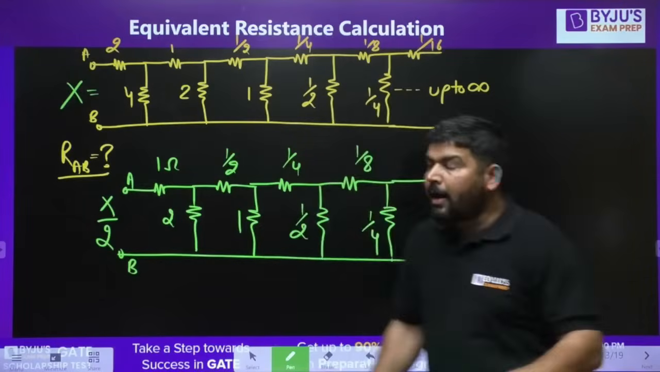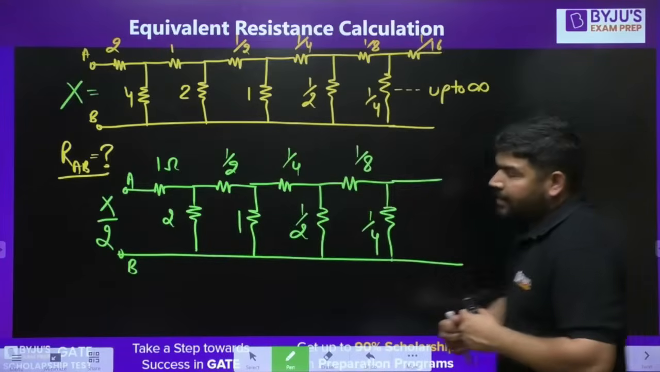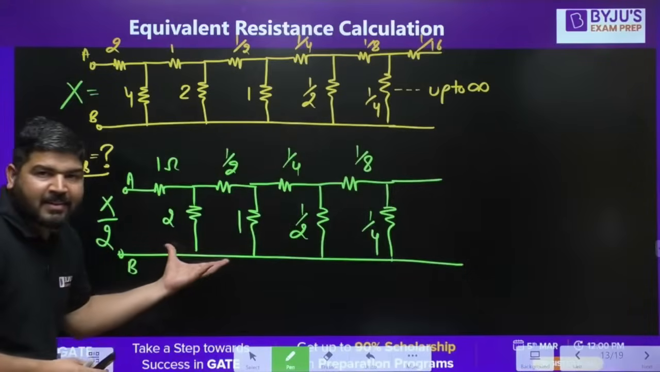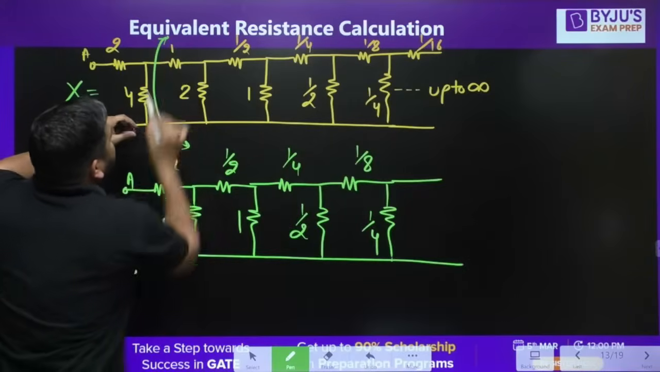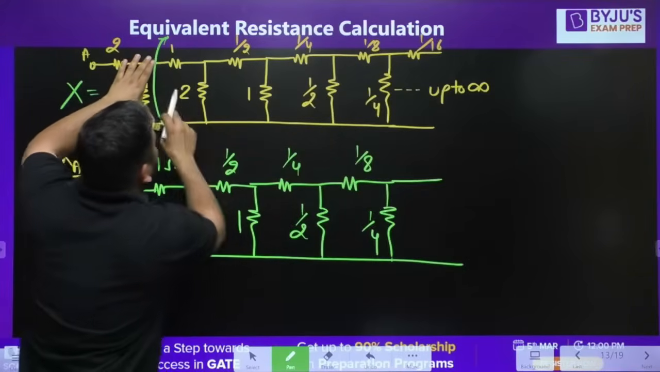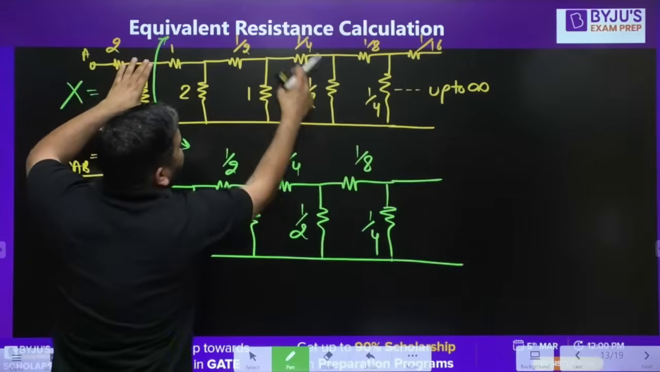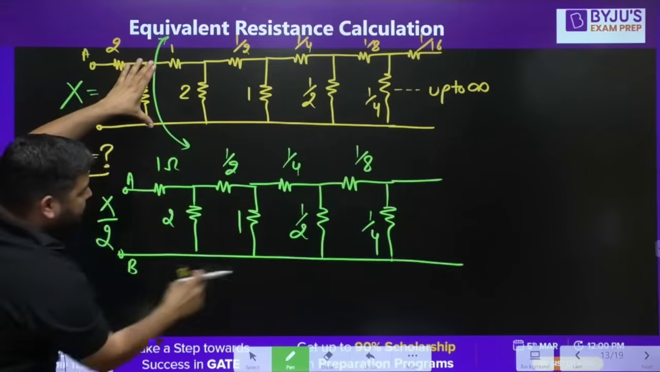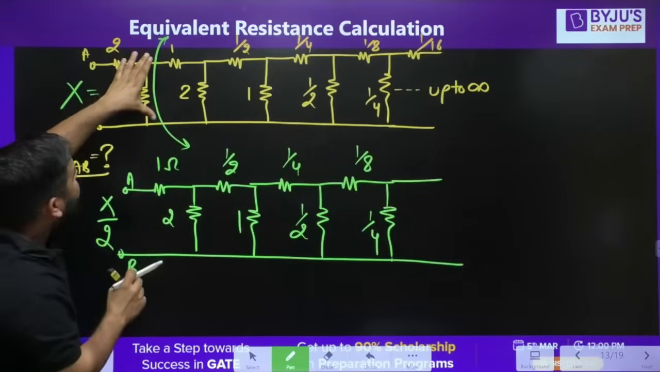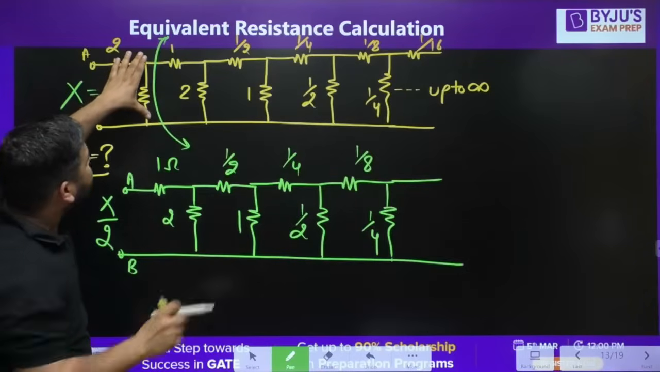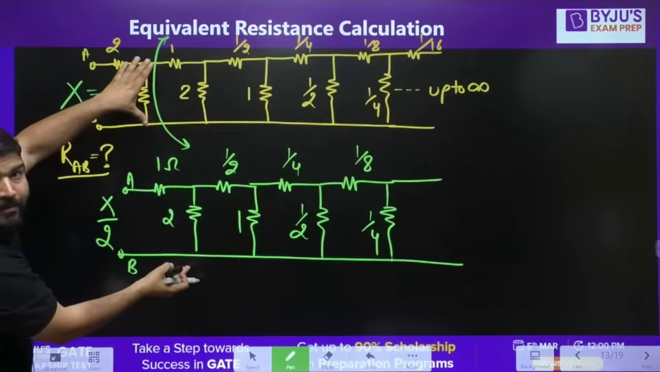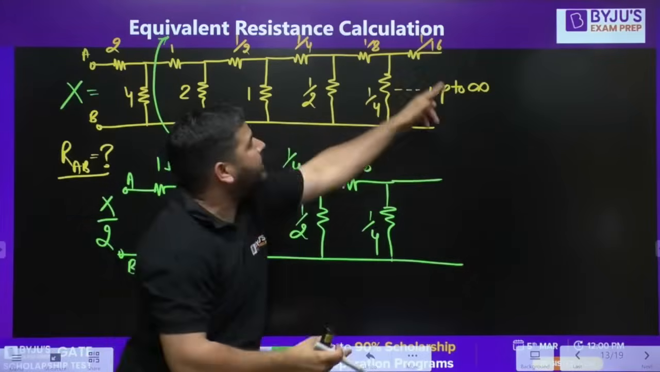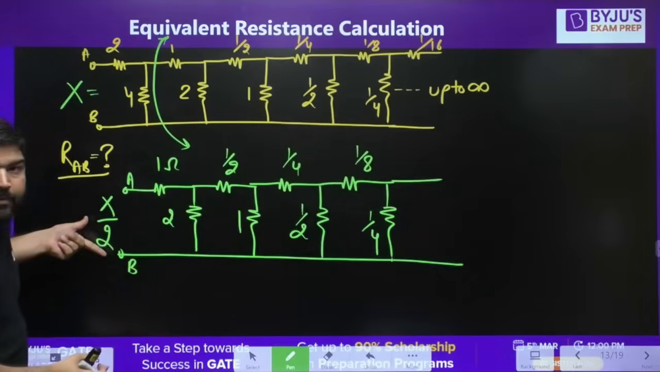Now, it's a very interesting circuit. Why is it interesting? Look at this ladder from this point onward: 1, 2, 1 half, 1, 1. The same ladder is this ladder. If you look at this carefully, 1, 2, half, 1, 1 by 4, the same ladder is written here. It means you can replace this entire ladder with X by 2.